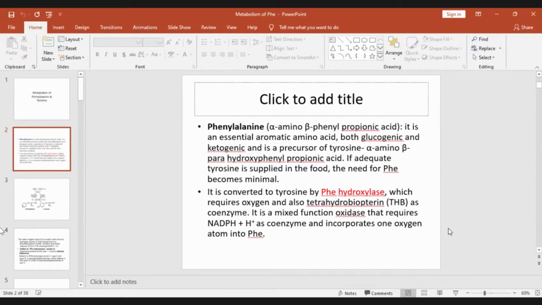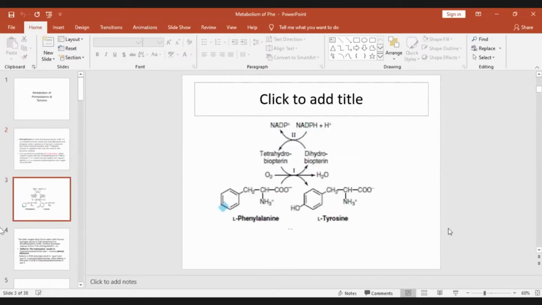The enzyme is phenylalanine hydroxylase. It is a mixed function oxidase. What is a mixed function oxidase? It requires NADPH plus H and an oxygen molecule. One oxygen atom oxidizes NADPH plus H to NADP, and the other oxygen atom is incorporated into the substrate to bring about hydroxylation. That's how phenylalanine is converted to tyrosine.